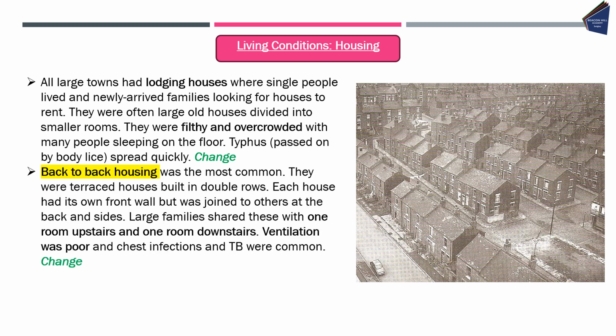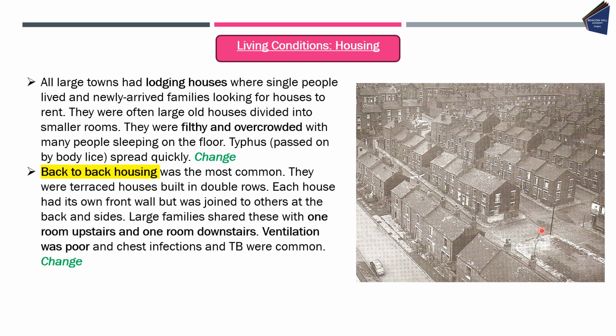To bring us back to the image that I showed you or spoke to you about at the start of this slide, you can see the back-to-back housing. So this back-to-back housing were terraced houses that were built in double rows. So each house had its own front wall but was joined to others at the back and the sides. Large families shared these with one room upstairs and one room downstairs, and the ventilation in these houses was extremely poor, and chest infections and TB were common. So if you have a look at this house here, that hopefully you can see the laser on screen, once you imagine that you've just sliced that down the middle there. So this half is one house and this half is another.